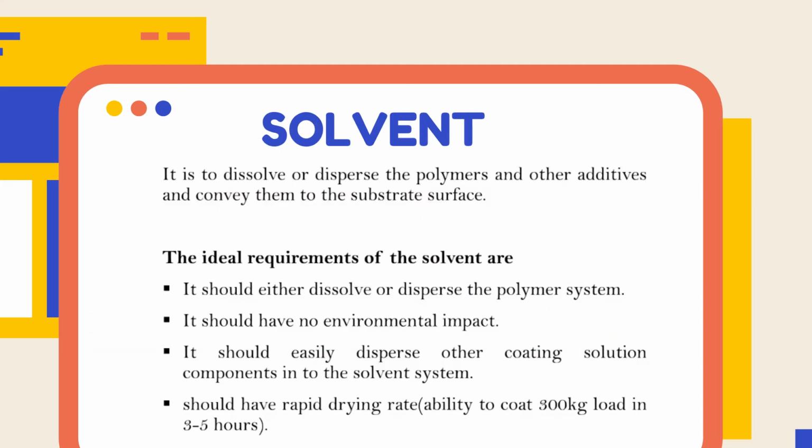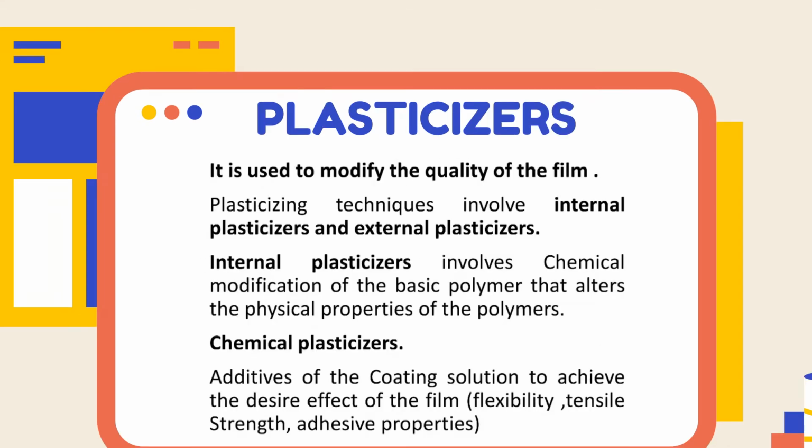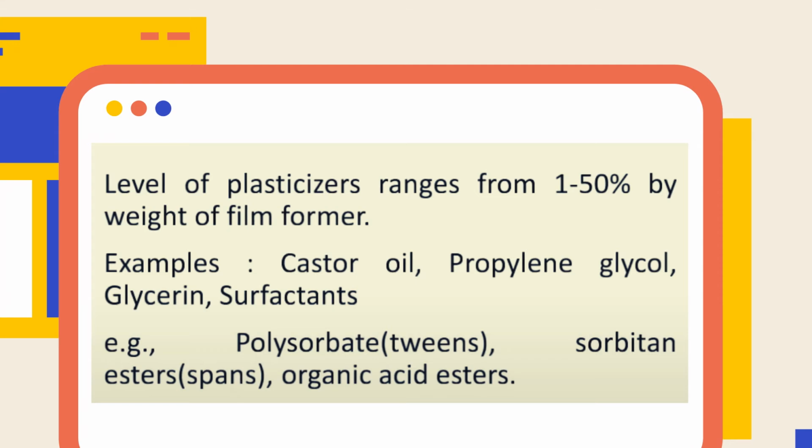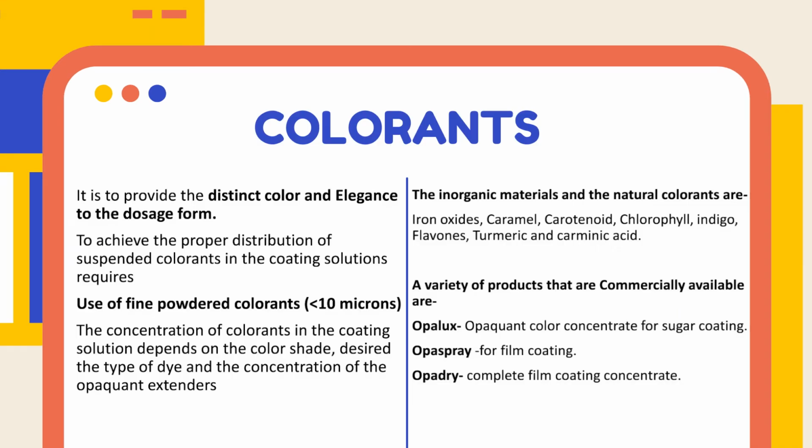Solvent: you need to have a solvent which should not be toxic and should be completely inert. Plasticizers, again there are several kinds of plasticizers. They are able to modify the quality of the film, so you need to select optimal plasticizers and adjust the level of the plasticizer, ranging from 1 to 15%. Classic examples include propylene glycol, glycerin, surfactants, etc.